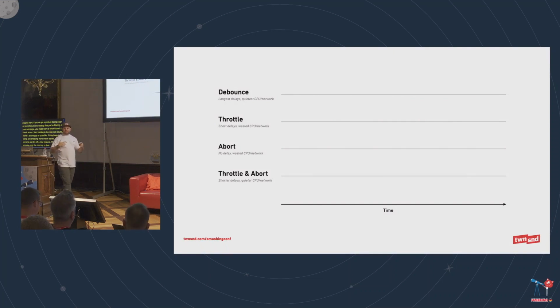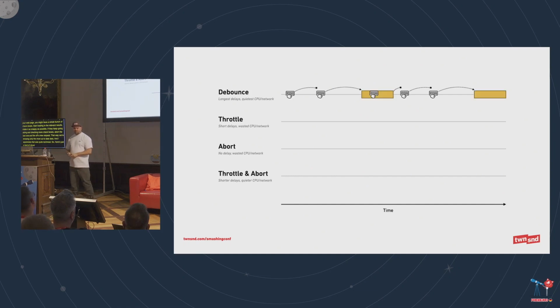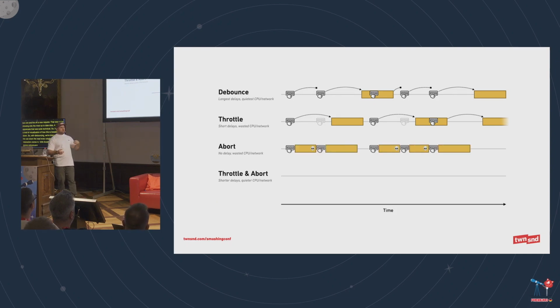So here's a visualization of how this is breaking down. With debouncing, we're kicking the can down the road every single time an interaction comes in. With throttling, we ignore subsequent interactions as we've already queued one up. And with aborting, you can see here we've got a very busy computer. It might be the main thread, it might be our network, but we just kill off anything as soon as another interaction comes in if it's not finished yet.